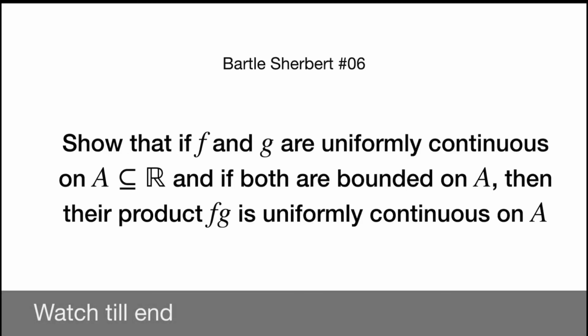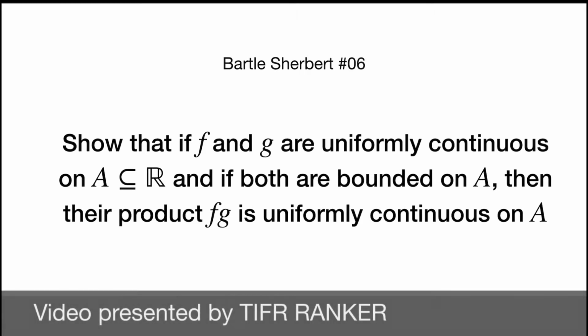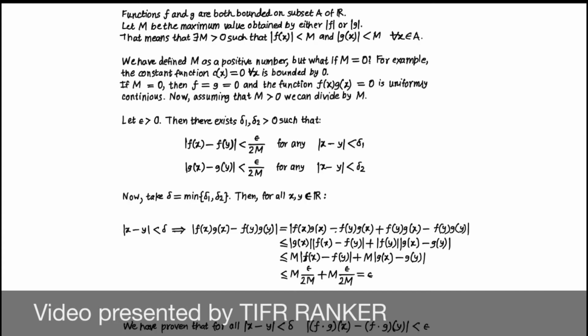In this video, we'll discuss problem number 6 of the uniform continuity chapter of Bartle and Sherbert. In this problem, it is given that if f and g are two uniformly continuous functions on a subset A of R, and if both are bounded on A, this point is important. If any boundedness is dropped, then this result will not hold. So both the functions are bounded on A, then we have to show that their product function is also uniformly continuous on A.